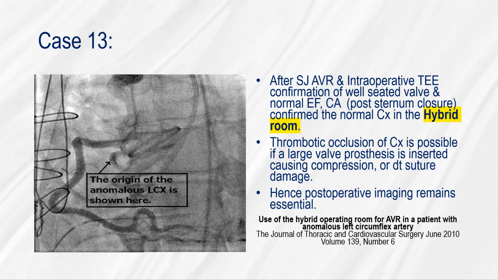Very early post-operative imaging in the form of coronary angiography is very useful. In the hybrid room, coronary angiography is done post-sternal closure to confirm patency or occlusion of the anomalous CX.